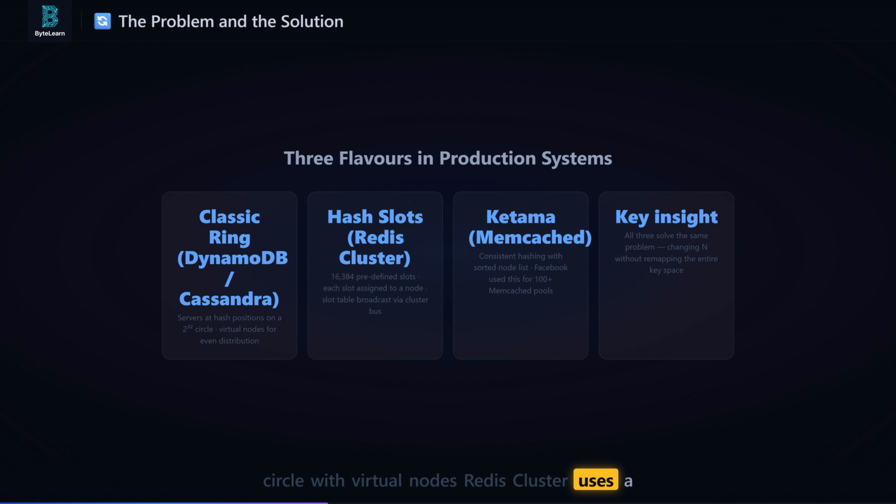Redis Cluster uses a pre-partition variant, 16,384 hash slots, each assigned to a node, with the slot table broadcast to all clients via the cluster bus. Ketama, the original Memcached implementation, uses a sorted array of node positions, functionally equivalent to the ring. All three variants solved the same problem.